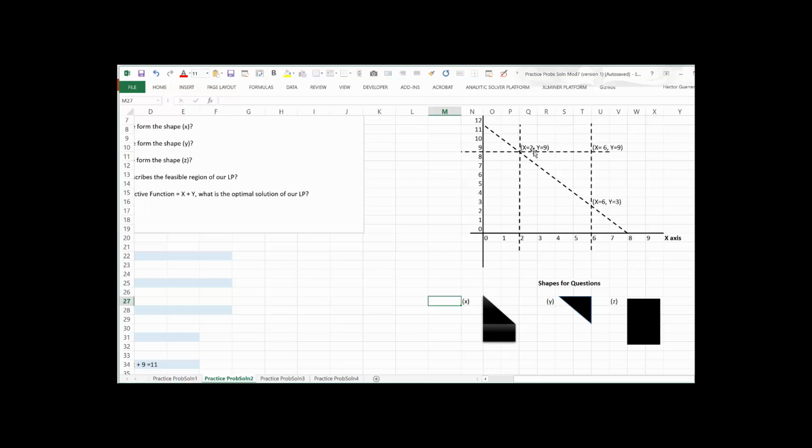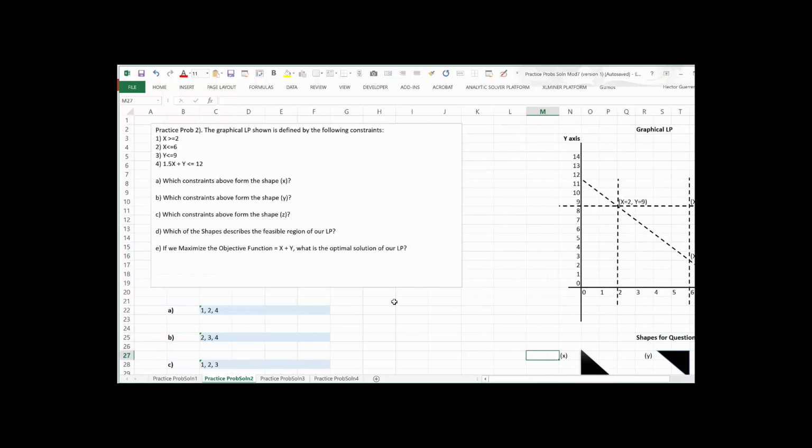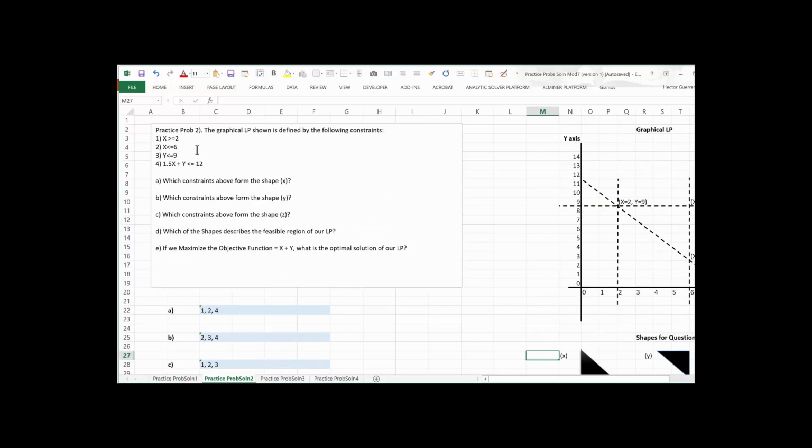And then we've got this constraint, which is 1.5x plus y is less than or equal to 12. So we've got 2, 3, and 4.